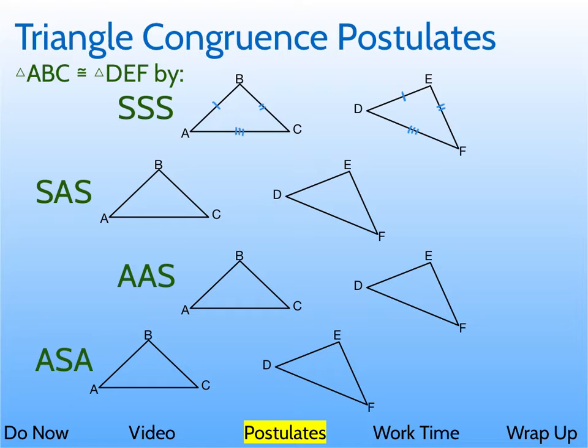The next way to prove triangles congruent is side, angle, side. And you see how the angle is in between the two sides here? That's also true in the diagram too. So you need to pick the angle that's between the two congruent sides.